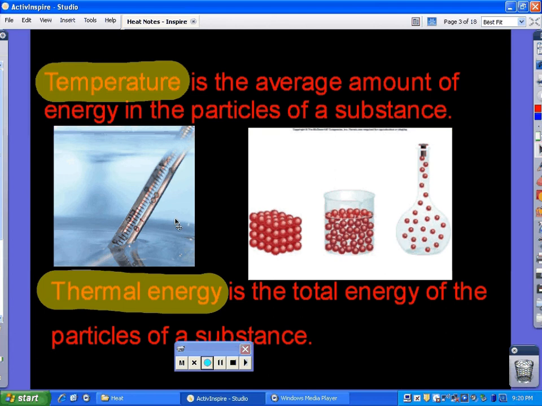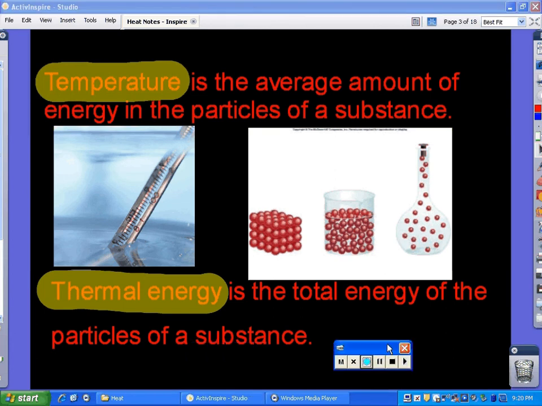However, the thermal energy is different in that it's the total energy of the particles in a substance. For instance, an 8-ounce cup of coffee or tea that is really hot, like 150 degrees, has a high temperature, but it doesn't necessarily mean it has a lot of thermal energy, because there's not a lot of particles in this small cup of coffee. It's only 8 ounces of water. It's not a lot of molecules of water there.